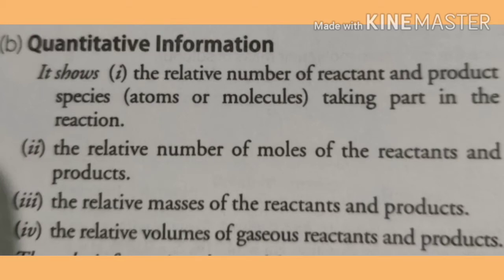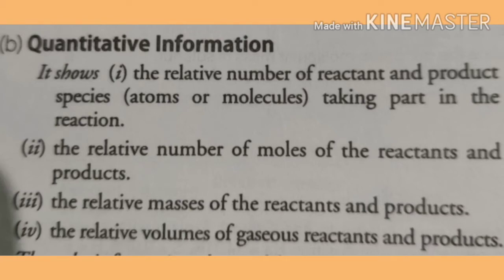The third point is the relative masses of the reactants and the products. It gives an idea about the relative masses of the reactants as well as products. The fourth point is the relative volumes of gases and the products. So it also gives an idea in terms of the volume if the gases are reactants or products. So it also gives information about the volumes of different types of gases. So thus, the information obtained from the following chemical equations.